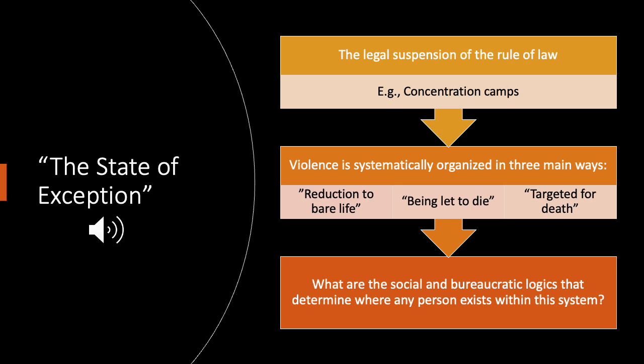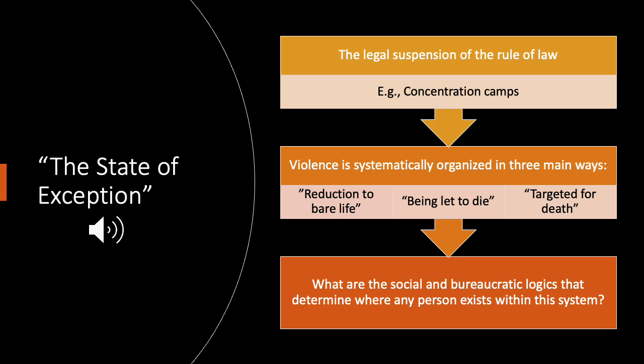Now, in a state of exception, violence is organized in three main ways. One is the reduction to bare life. What this means is we strip people of their life as citizens, as human subjects, and reduce them to their biological processes, right? You are left biologically alive, but you are stripped of your social life and your political life.